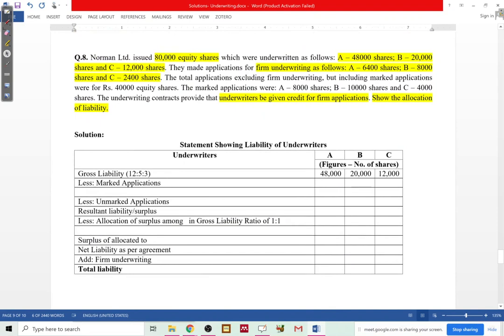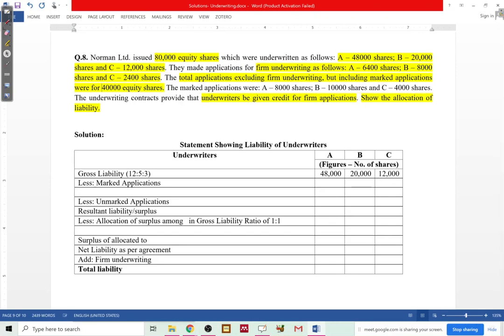Credit and benefit is one and the same, right? So underwriters be given credit for firm applications. We'll come to that a little later. Then, total applications received, excluding firm underwriting but including marked, were for 40,000 equity shares. Okay, that is a slight error here. This is 40,000 equity shares. Okay, so they received total applications of 40,000.